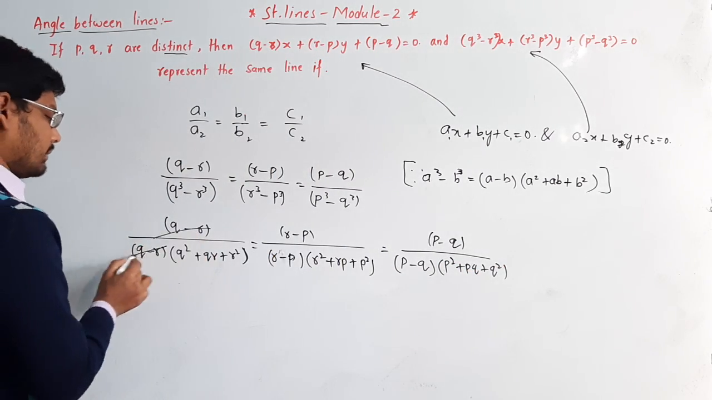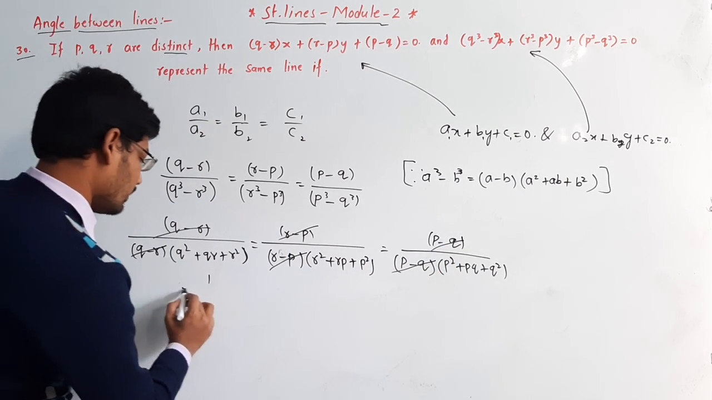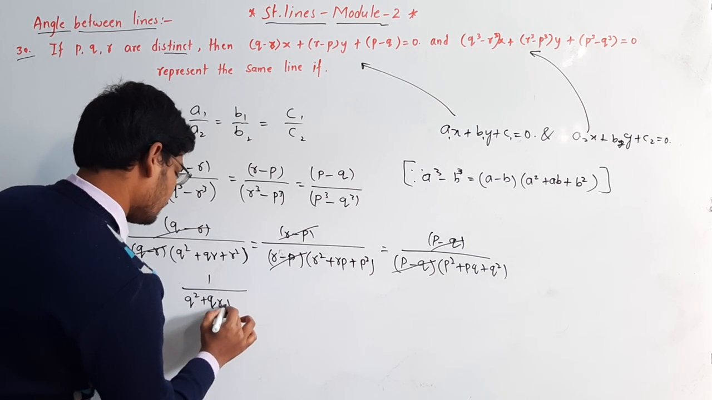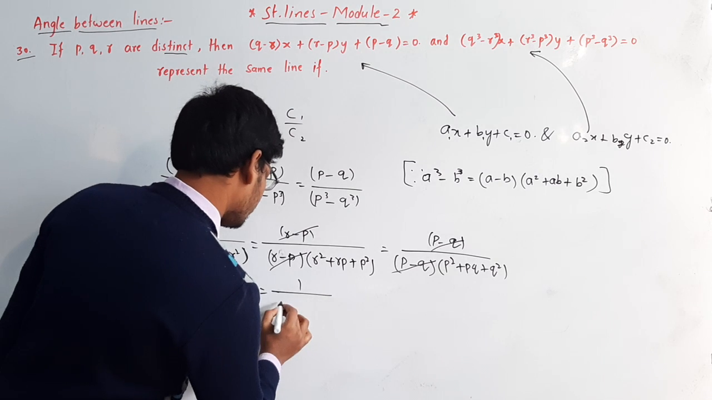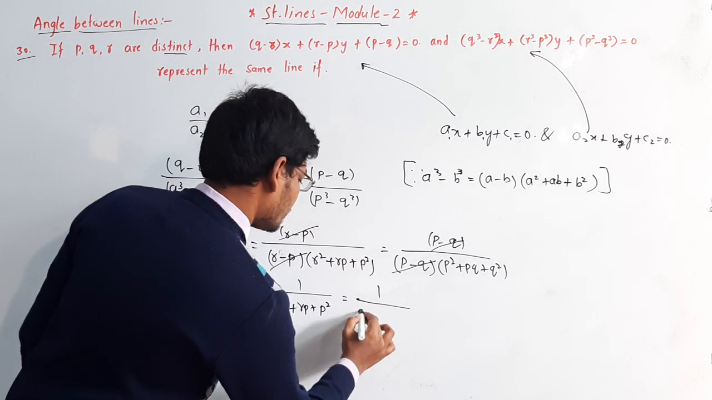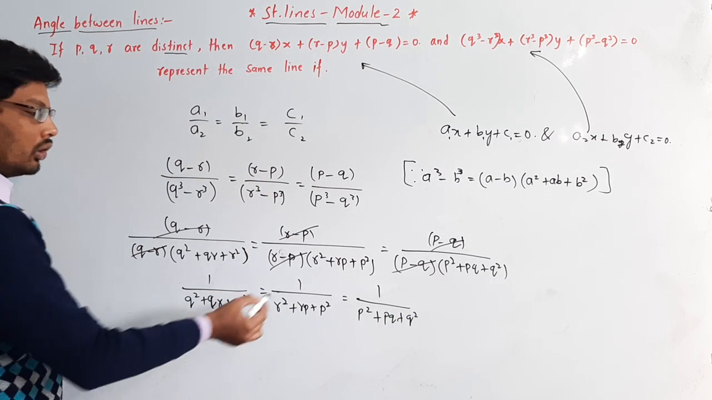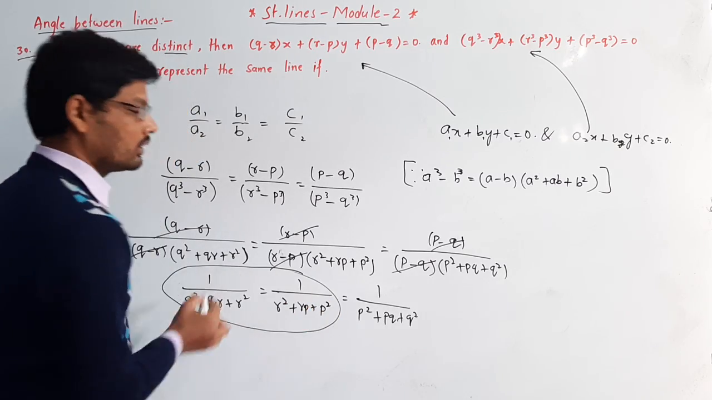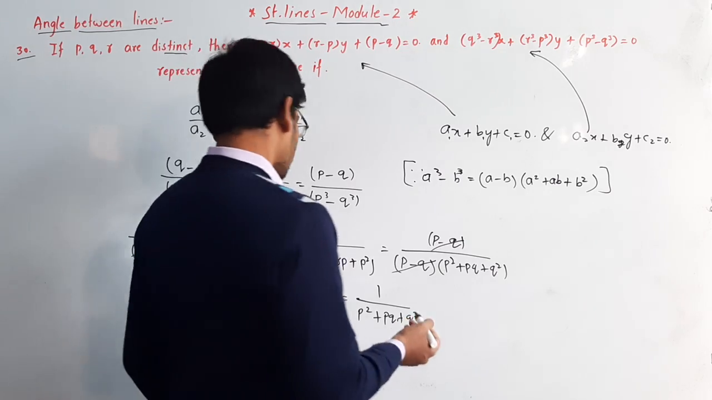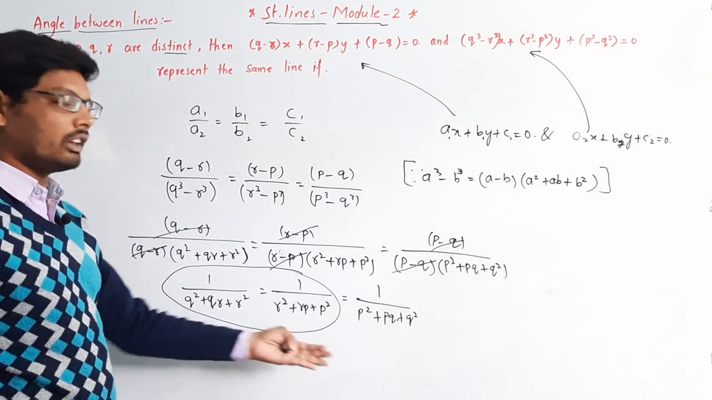So let's cancel the terms here. These terms will be cancelled. The remaining terms will be 1 by q square plus qr plus r square is equal to 1 by r square plus rp plus p square, 1 by p square plus pq plus q square. This is the rest of the terms. I am equating only these two terms. We can equate any two terms here. What will be the answer? In the form of 1 by a is equal to 1 by b, we can write a is equal to b also.